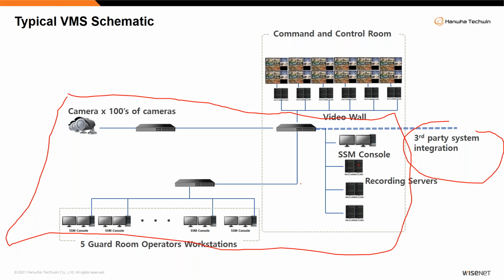Now at the bottom you can see there are 5 guard operators. So if you have 5 guard operators, you will install 5 PCs with 5 client applications. When he logs into the database, the client application will check the user rights. Operator 1 can access all the cameras, and another may be unable to access 2 cameras in a sensitive area.